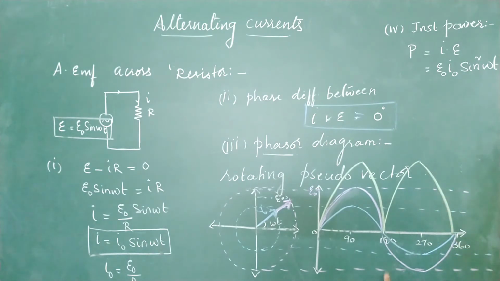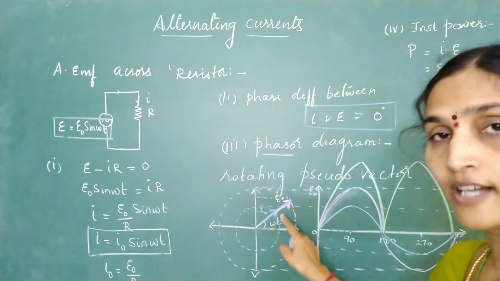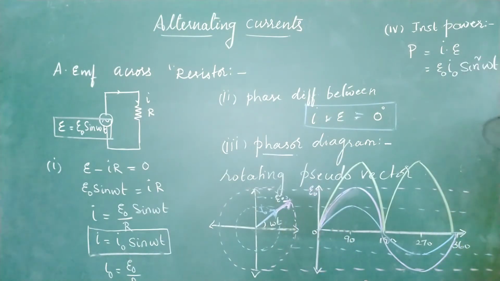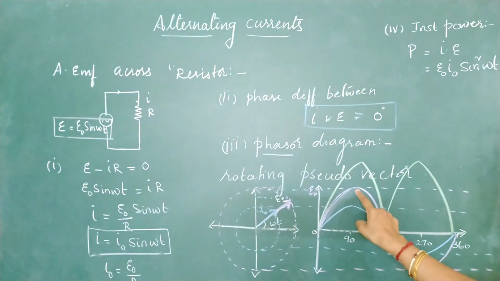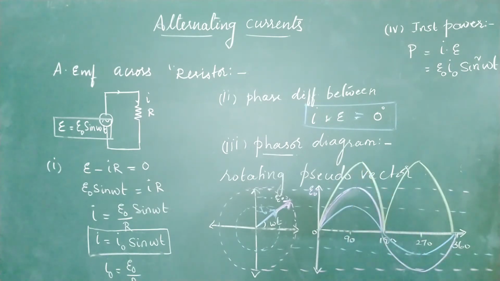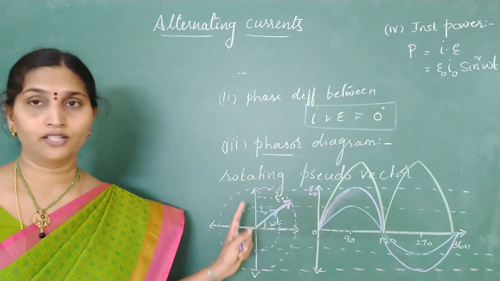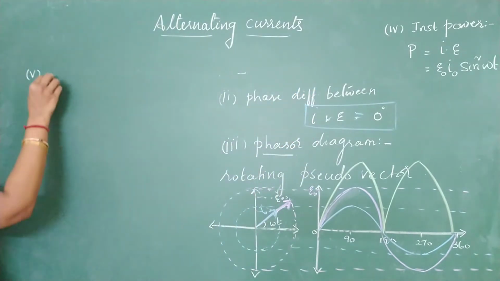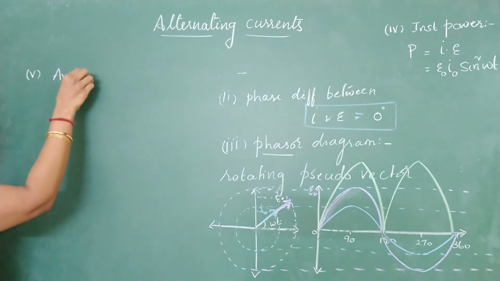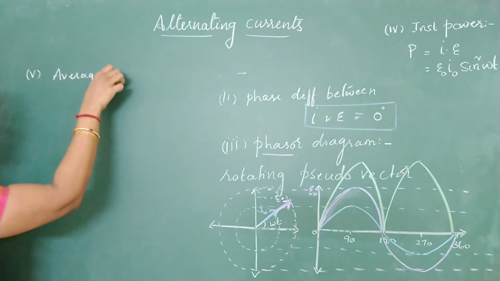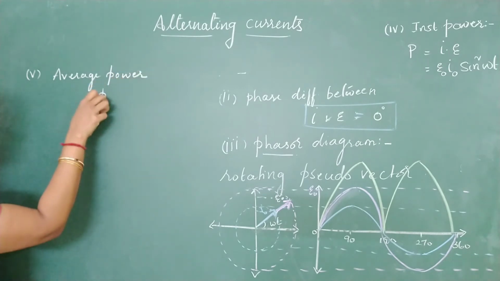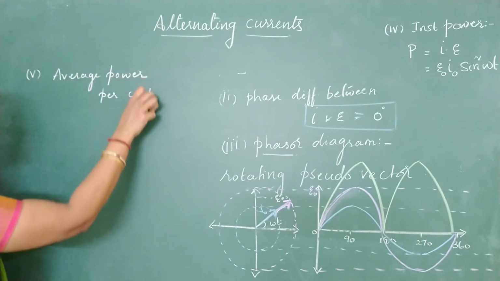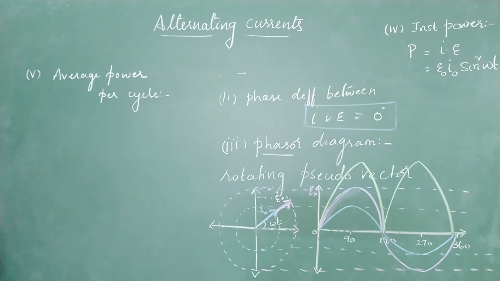Now look at the phasor. This diagram we call it a phasor. So if you can represent EMF and current in vector form, it gives you the complete information about the nature of EMF, current as well as power. Now that you know the nature of EMF, current and instantaneous power, let us calculate average power dissipated per cycle. For one complete cycle, we will be finding out the average power.